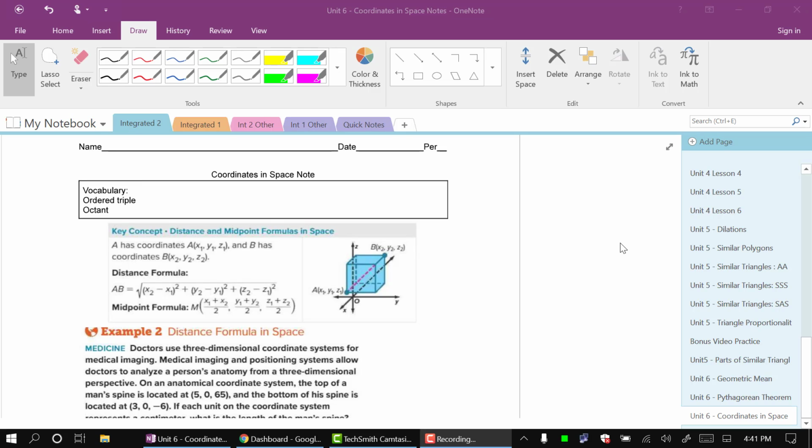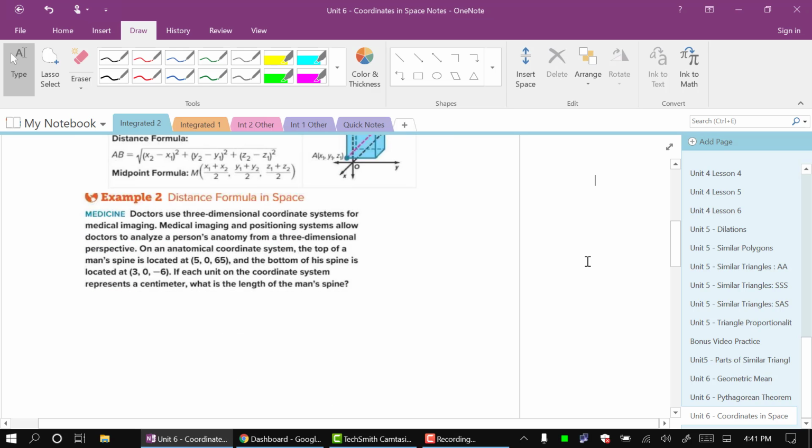So we're going to use our distance formula that we've addressed before, but instead of just doing x2 minus x1 squared, y2 minus y1 squared, we're now going to have z2 minus z1 squared. Same with the midpoint formula. We're now going to add z1 plus z2 and divide it by 2. So let's take a look at our first example.